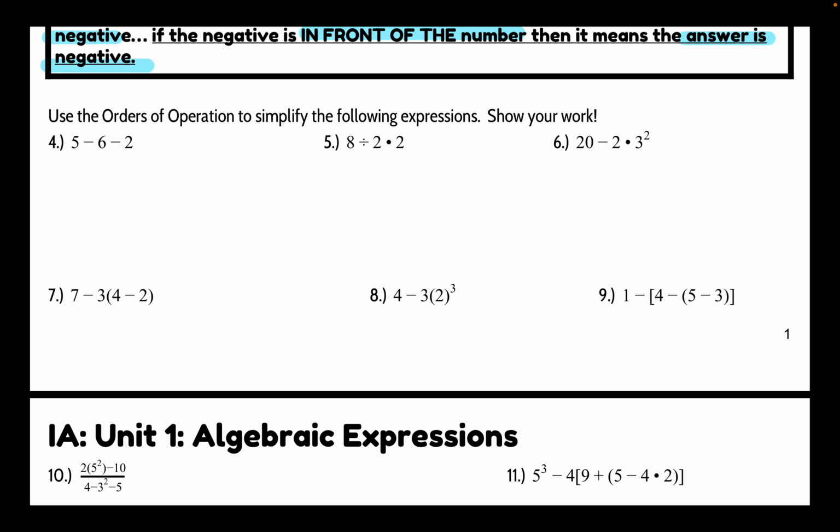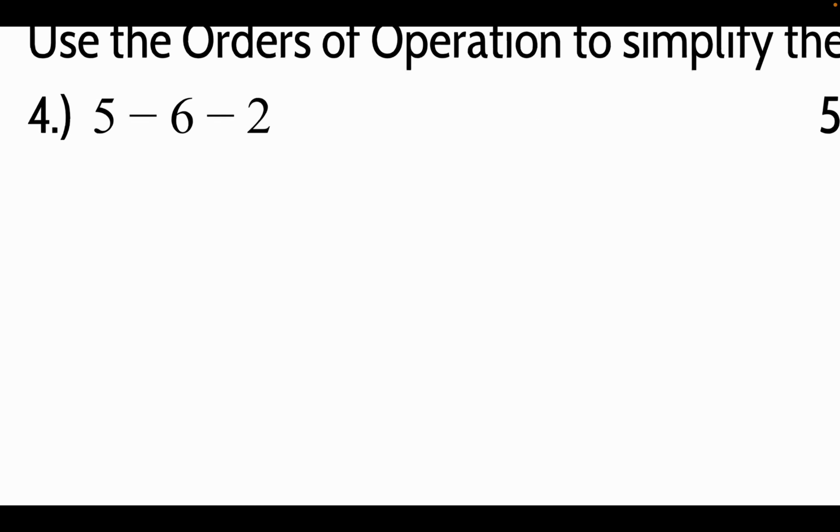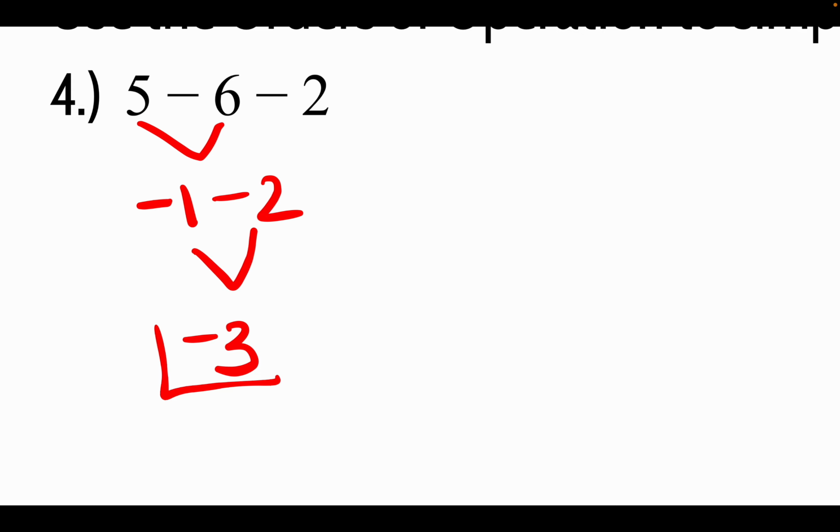Okay, now we're going to be practicing using our order of operations to simplify the following expressions, and then we need to show our work. So I know it's not everyone's favorite thing, but important thing is showing our work in these problems. So using our order of operations, in this problem we have only subtraction, which remember is done left to right. So first one, we have 5 minus 6, that's -1. Carry down our -2. -1 minus 2, that is -3.